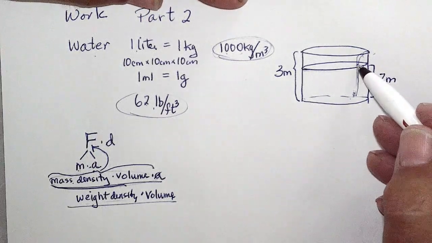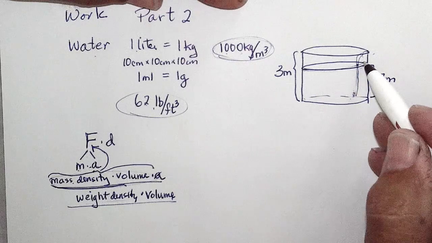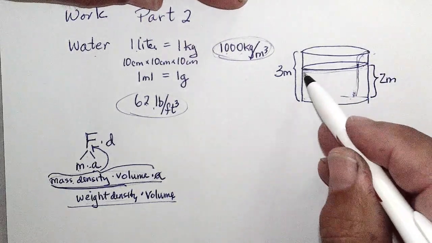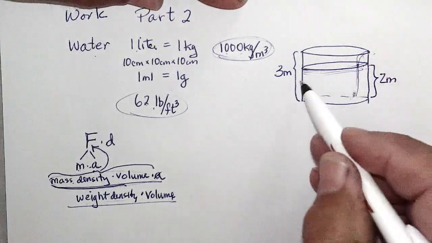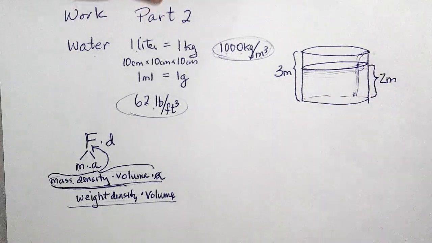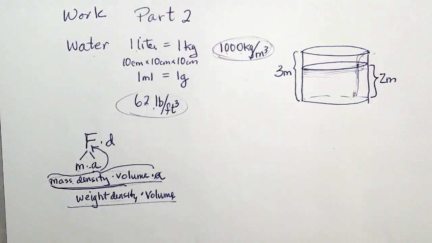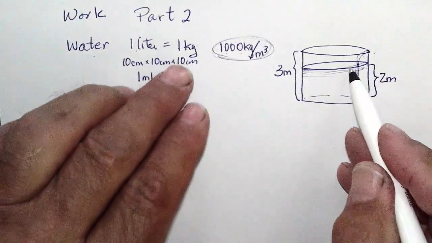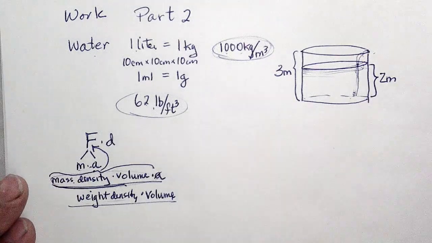And then when that thin layer is off, then you're lifting the next layer that has to be lifted a little further, and then the next layer that has to be lifted a little further, and then the next layer that has to be lifted a little further. So you can do a sum of how much work for each of these layers.